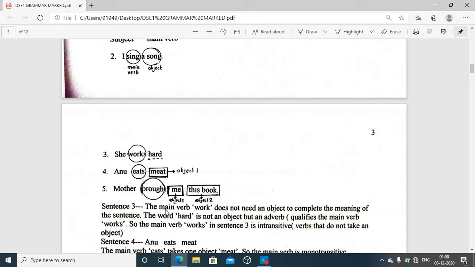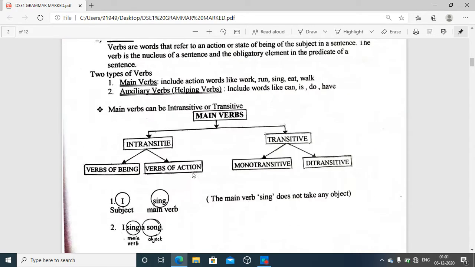So we know bring, brought. As the action is in the past, it's referred to in the past tense. Mother brought me this book. Mother brought, then first, whom? The first object is the person, me. What does she bring? This book. That is the second object. So here this main verb is again transitive, with two objects. So this is definitely a ditransitive verb.